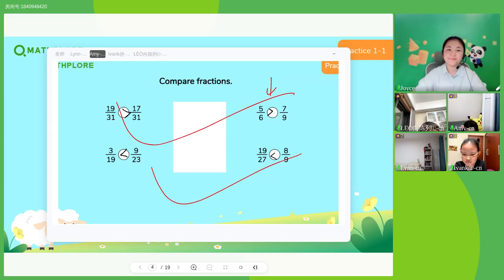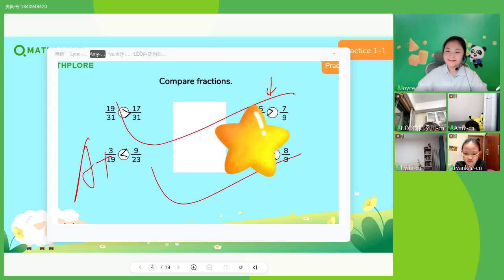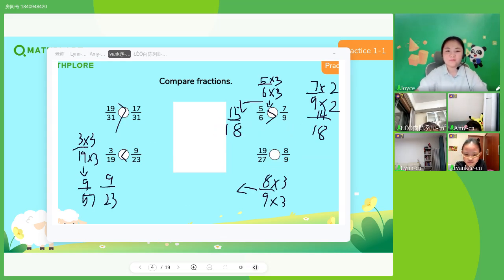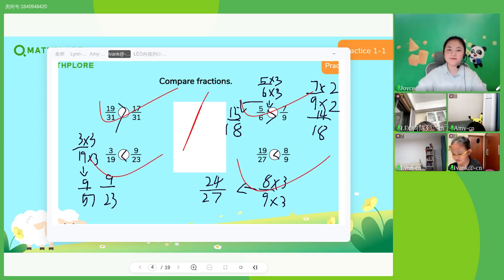Perfect, Amy. Your answers are right. Oh, good job. How about you, Ivanka? Last one? Almost. Yeah, so with the denominators, you try to compare the numerators, right? Wonderful.